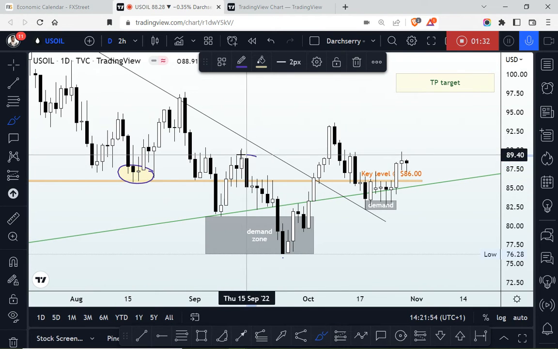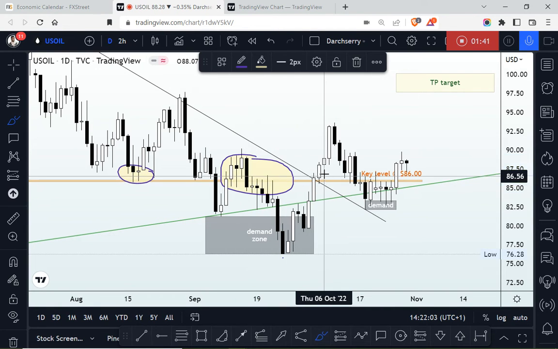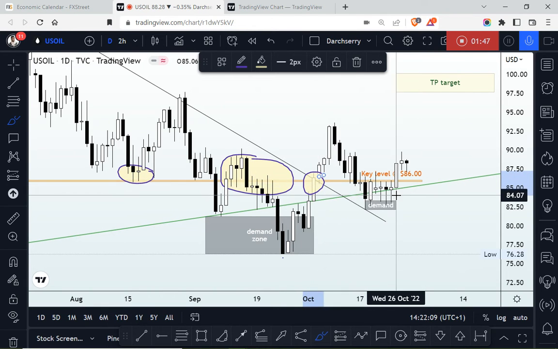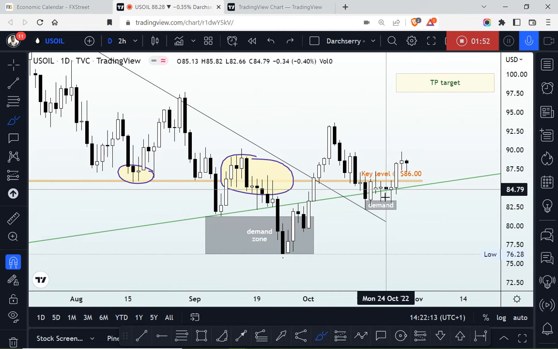And then we had the breakdown of that structure in the month of September. And throughout the month of September, price has been trading right below that level. Though we had a breakout of that structure in the early days of the month of October, and price has continued to trade right above that level as at last week trading session.